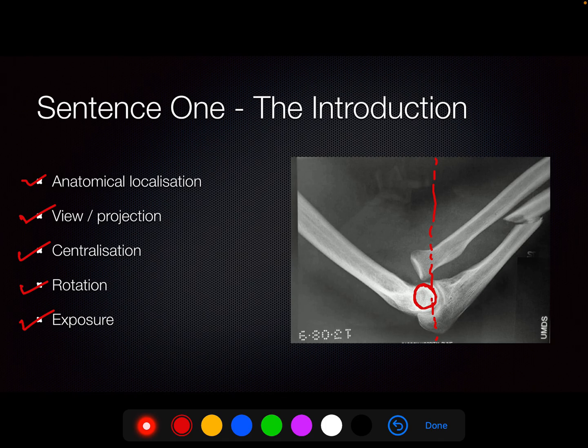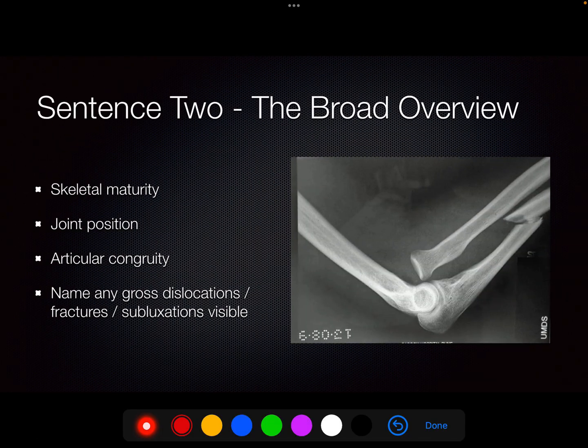This was your first sentence of your X-ray. Moving on, let us take a look at the second sentence, which provides a broad overview of the bones that you are looking at. So you can make a comment on the skeletal maturity. In this case, all the epiphyses appear fused, and therefore this is an X-ray of an adult or a mature skeleton.